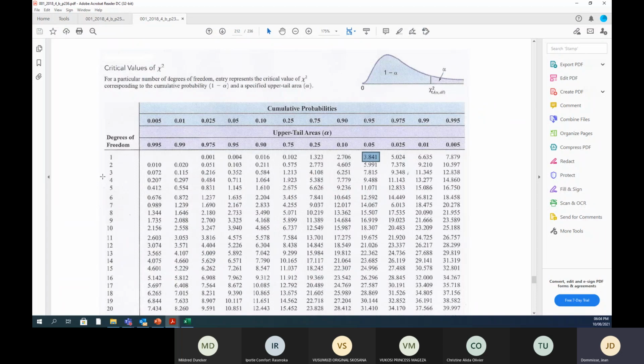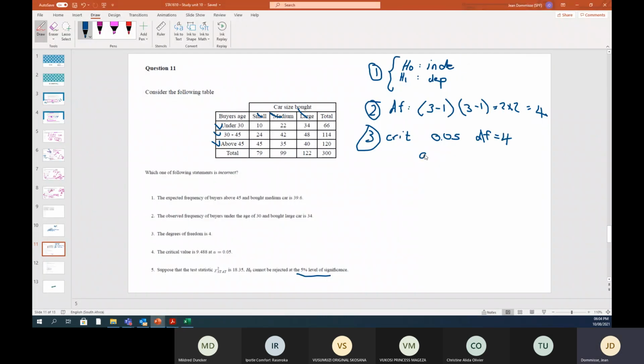So degrees of freedom was 4, 0.05. So where those two cross, we get the critical value of 9.488. So critical value 9.488. Okay, so their critical value 9.488 is correct. Degrees of freedom, correct. Okay, we haven't looked at observed and expected yet, so let's quickly add that into the mix.